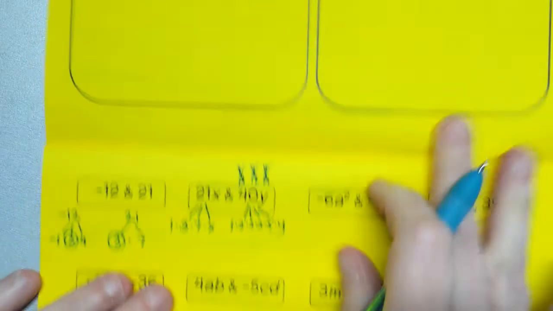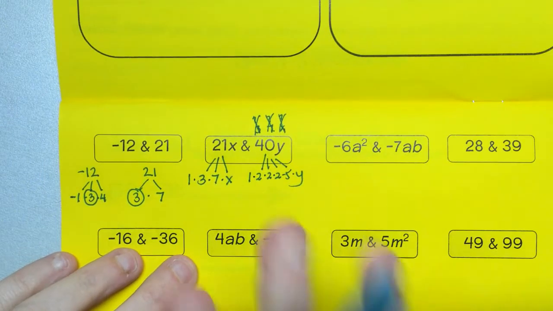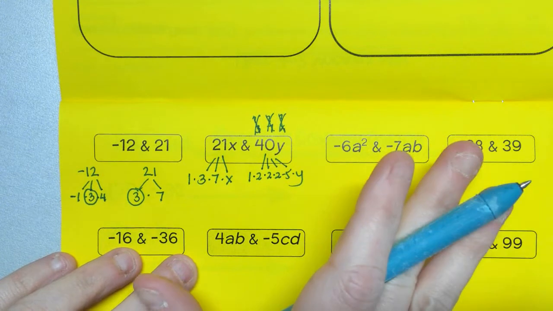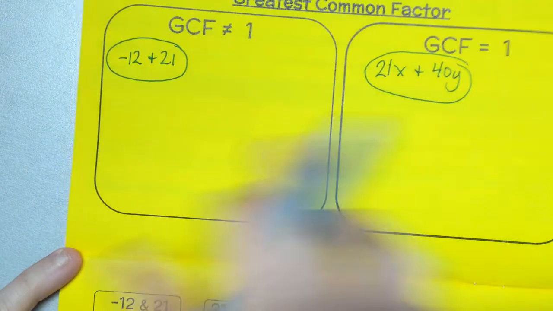A lot of people think that when they don't have anything in common, they have no greatest common factor, but they do. The greatest common factor is 1. We need to know that.